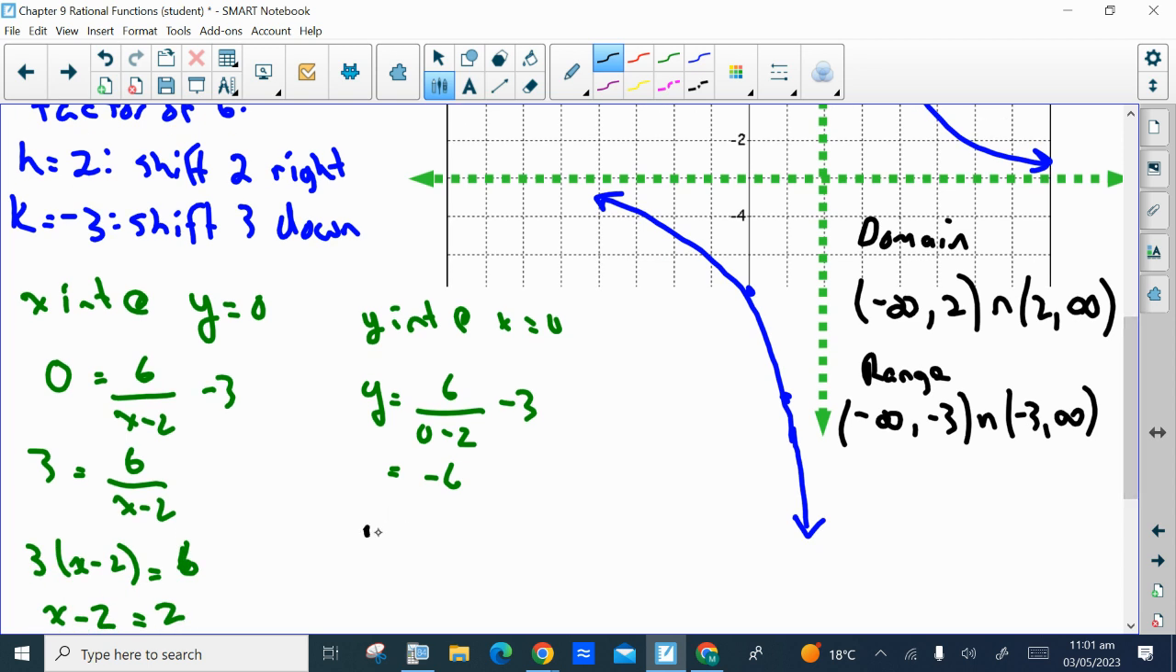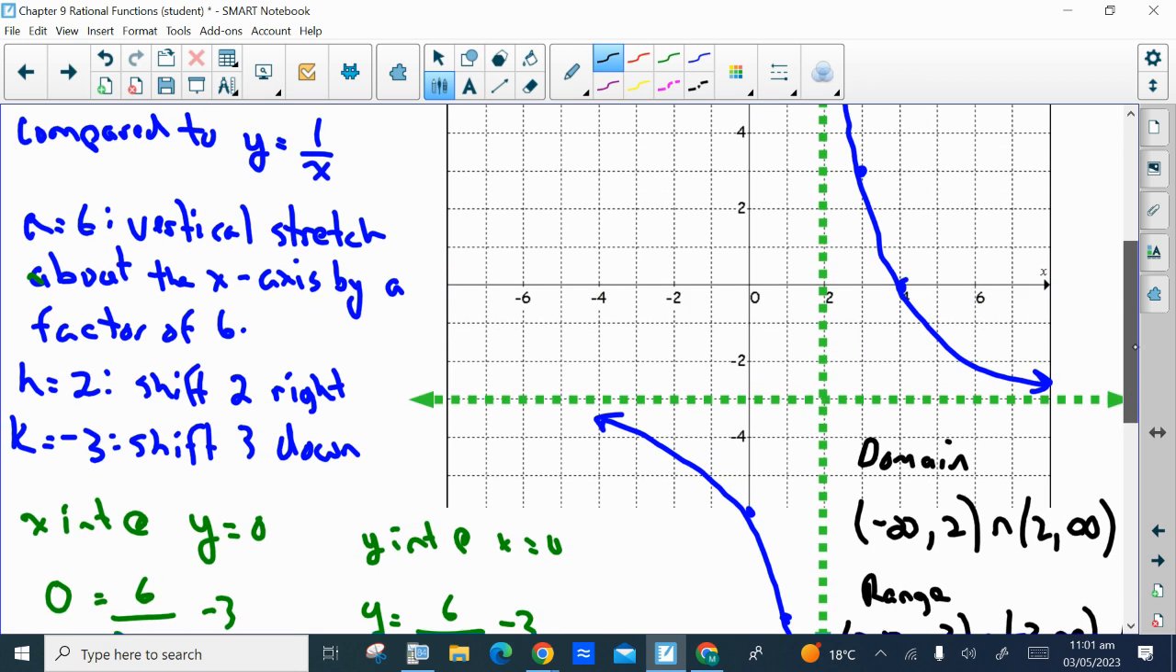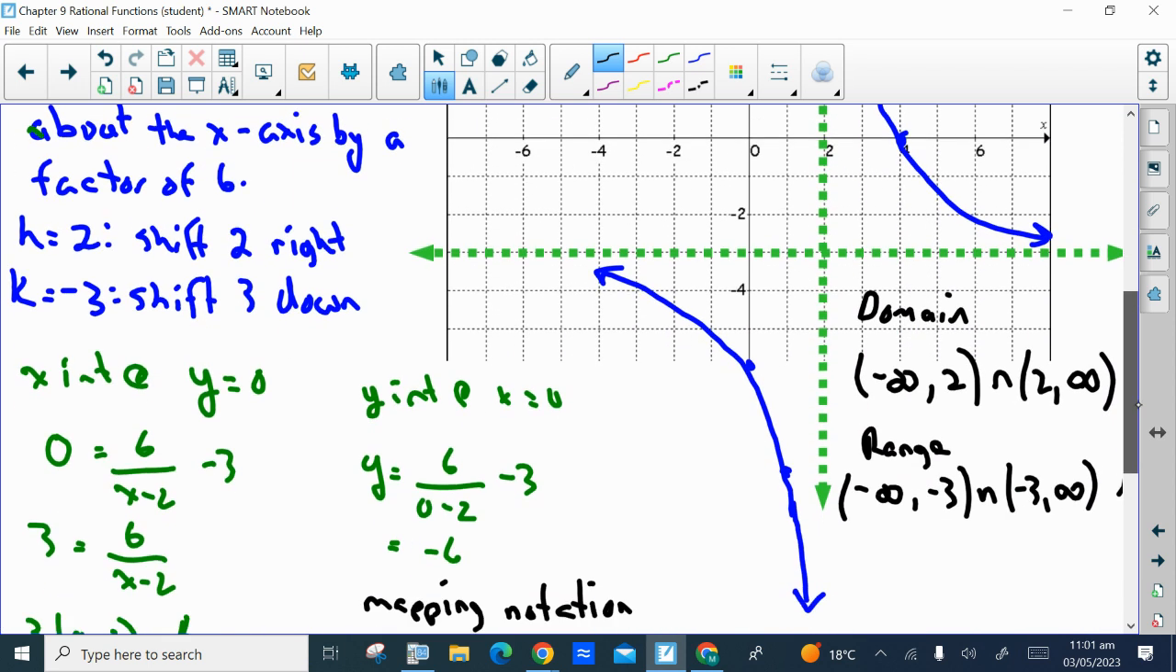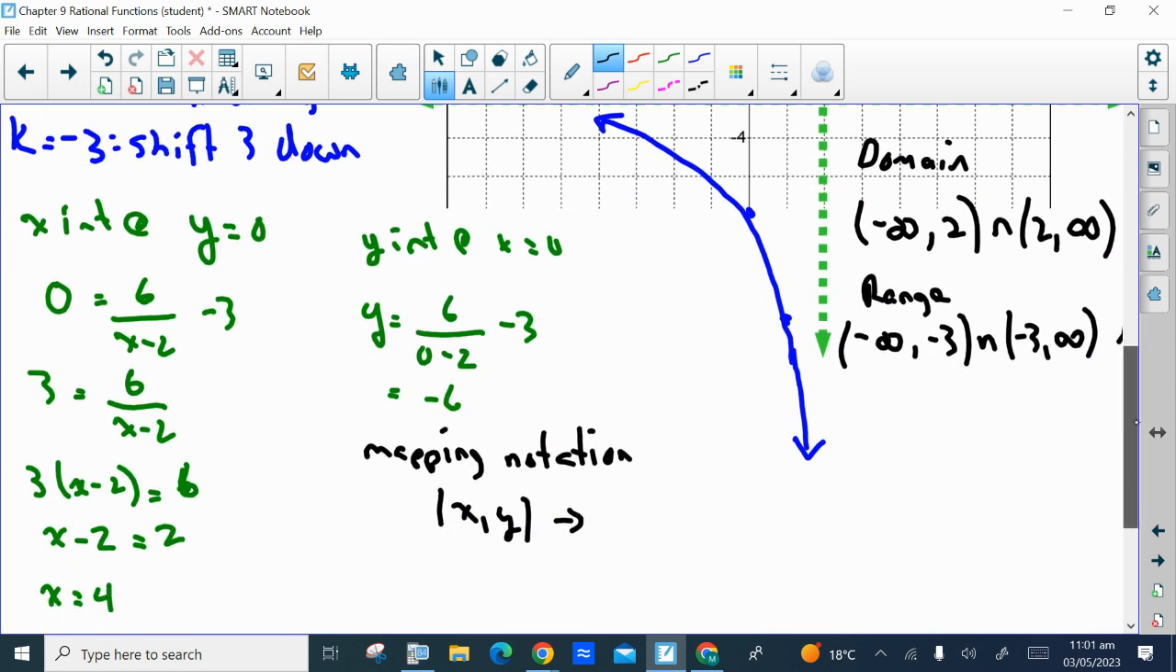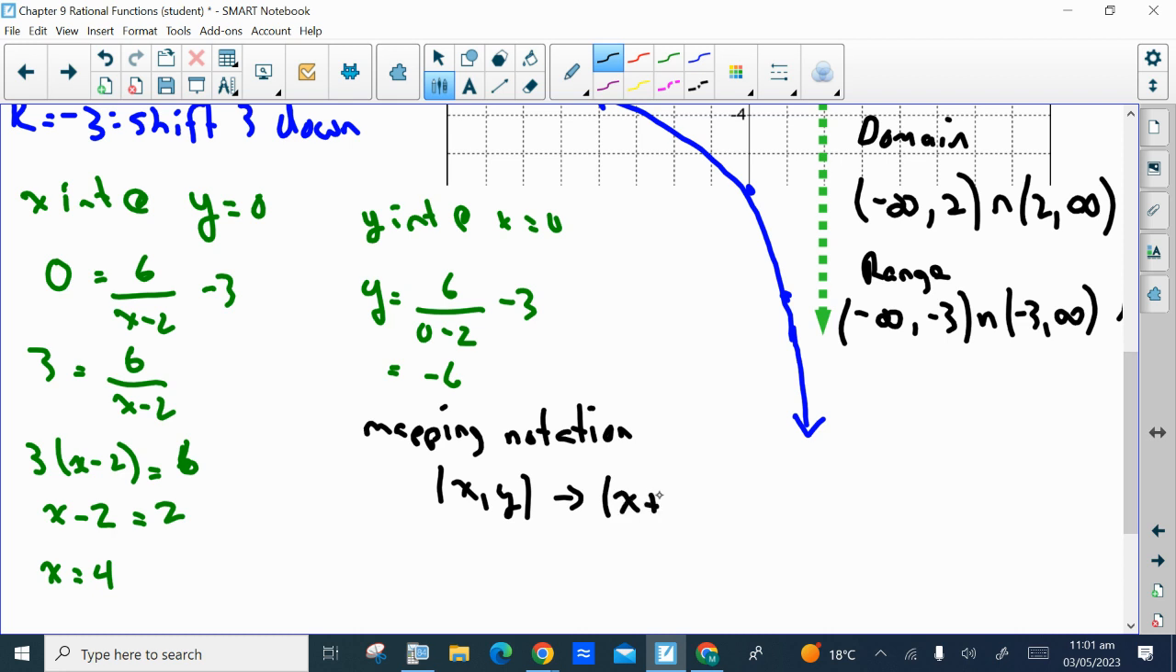If we did a mapping notation for this, the only thing that affected the x value was our shift to the right by 2 units. So x maps into x plus 2, but then y was multiplied by 6 because we had a vertical stretch by 6, and then decreased by 3 because it shifted down 3 units. So there's the mapping notation.